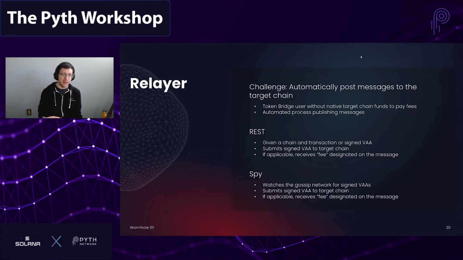And then Spy, which is a relayer that sits on the gossip network, so that when the guardians are all gossiping to each other that, hey, we've all signed this transaction, in this message, the relayer can receive those as well and submit them to target chains.